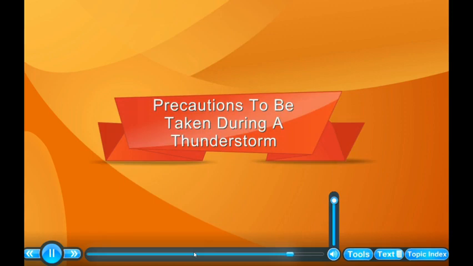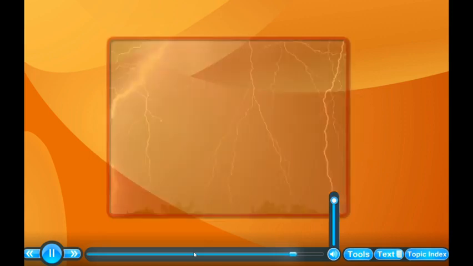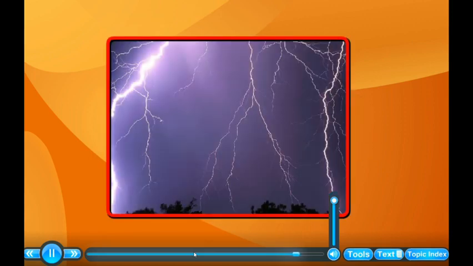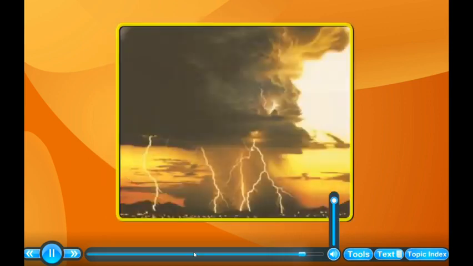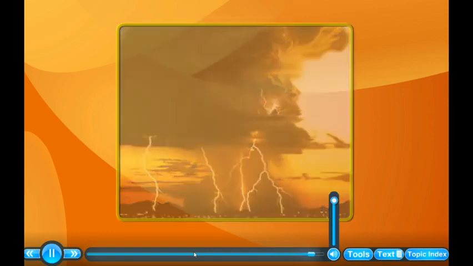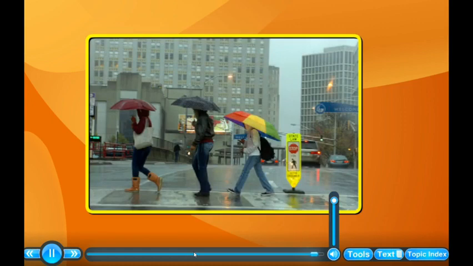Precautions to be taken during a thunderstorm. A thunderstorm is always accompanied by lightning. Lightning is a giant electric spark. It causes maximum damage. We should not sit near a window. We should not take shelter under an umbrella with a metallic end.